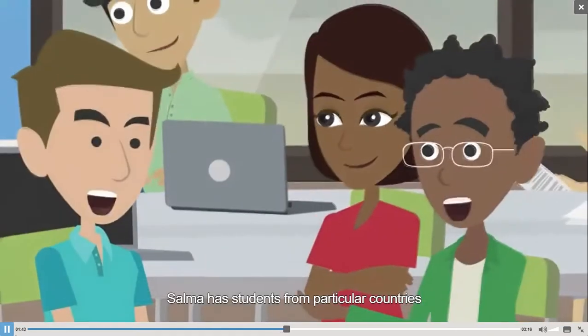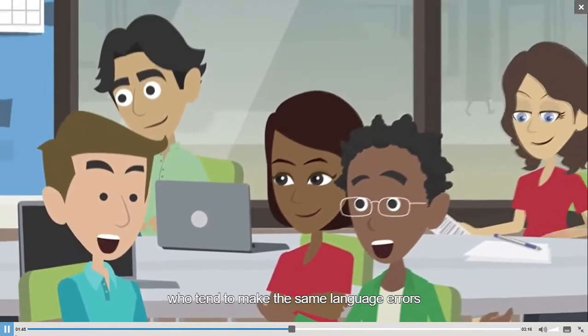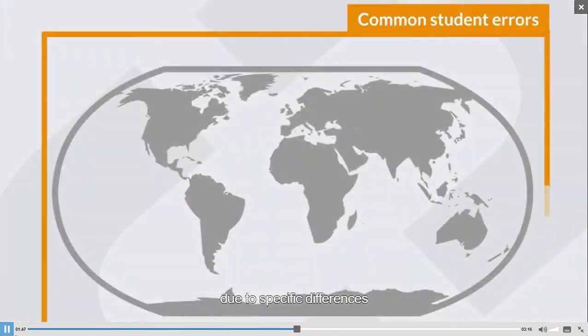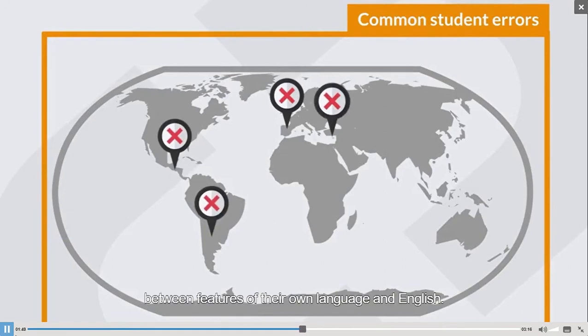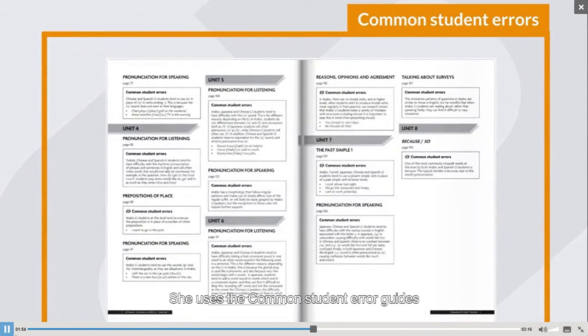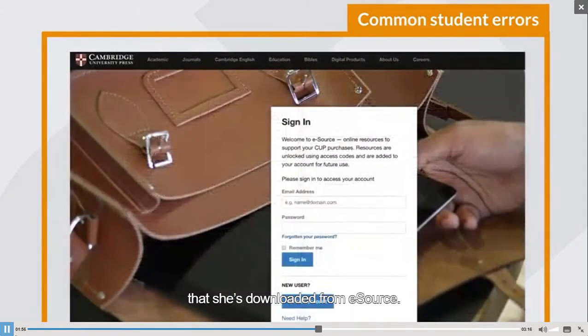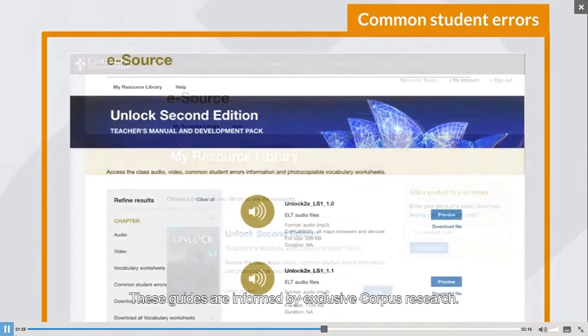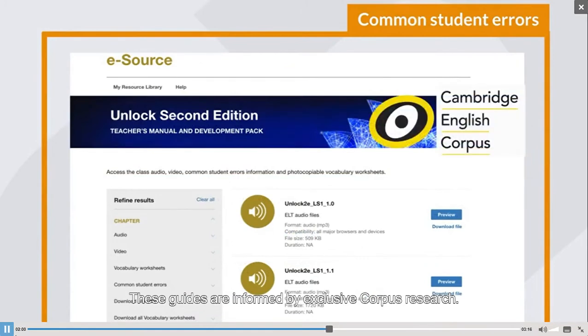Salma has students from particular countries who tend to make the same language errors due to specific differences between features of their own language and English. She uses the common student error guides that she's downloaded from eSource. These guides are informed by exclusive corpus research.